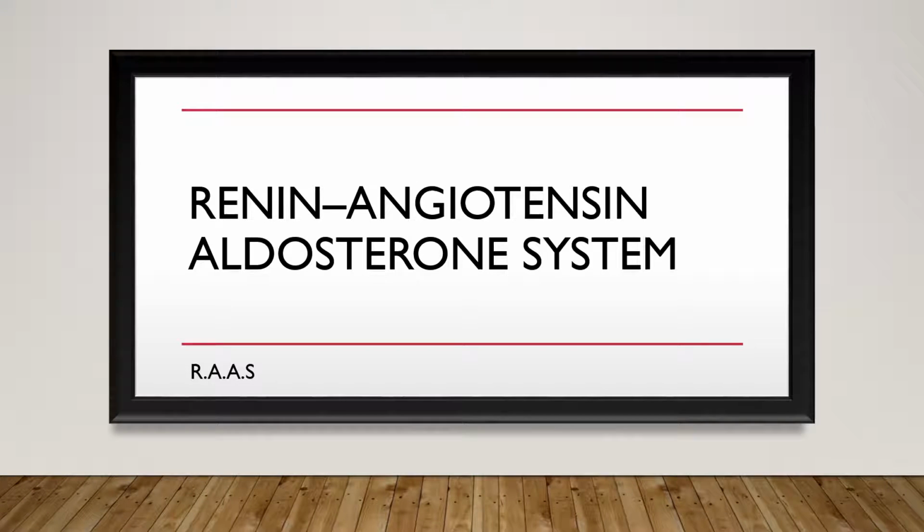Welcome. This video will explain how the Renin Angiotensin Aldosterone system, or RAAS, functions to maintain homeostasis. RAAS is an integral part of the urinary system and a homeostatic mechanism which aids in the regulation of blood pressure and sodium plasma concentration.